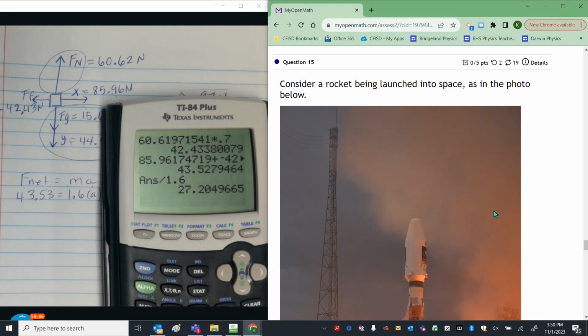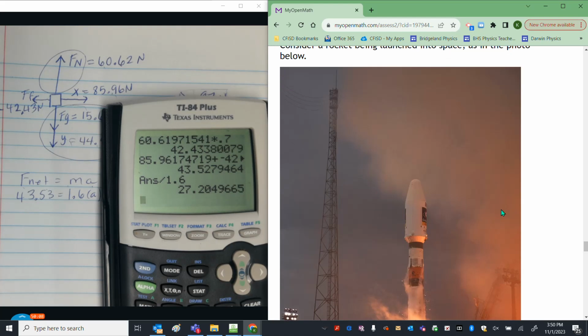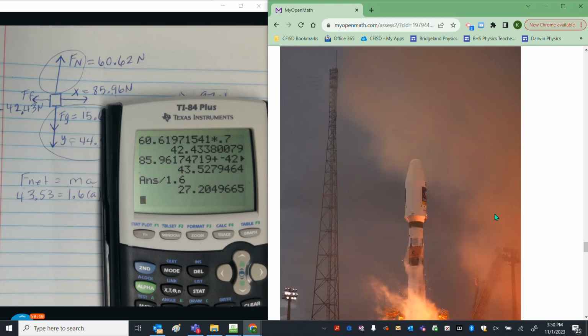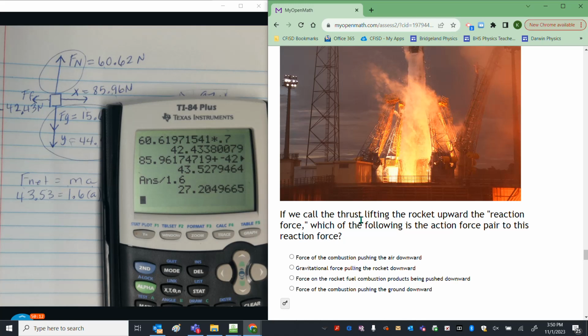Question 15. Consider a rocket being launched into space as in the photo below. If we call the thrust lifting the rocket the upward reaction force, which of the following is the action force pair to this reaction? Again, action-reaction force pairs, you need to have opposite directions. So if this is upward, we're looking for downward over here. But you also have to have it between the same two objects.